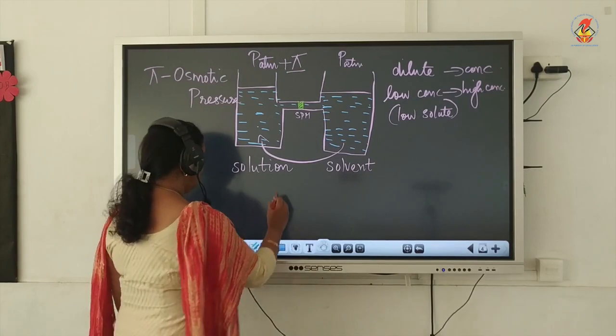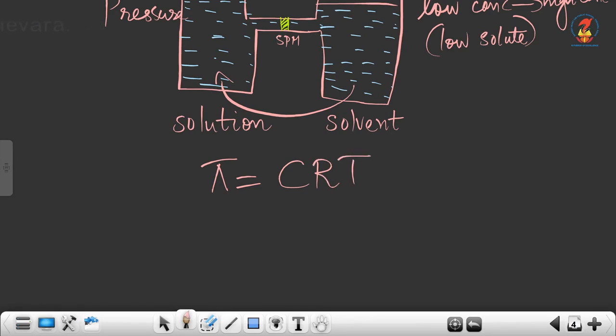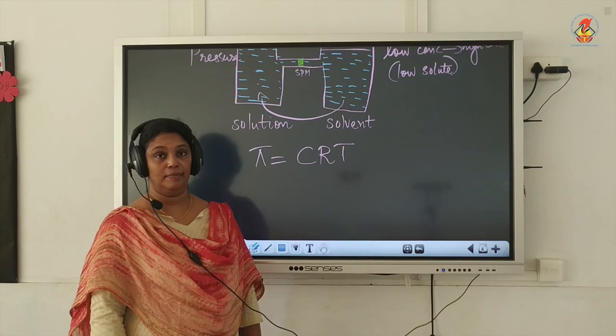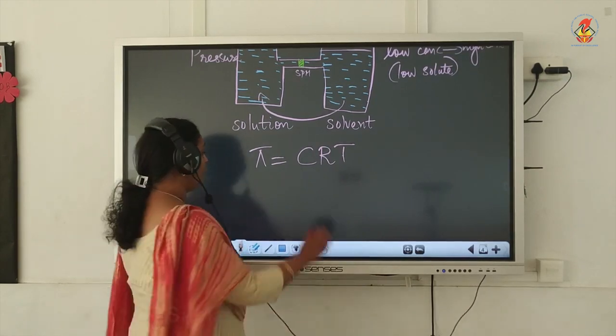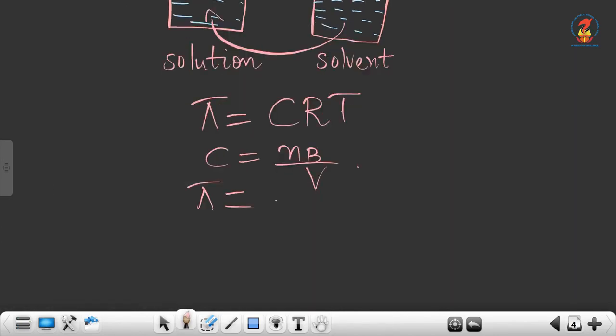So I am going to write pi is equal to CRT, where pi is the osmotic pressure, C is molarity, R is the gas constant, and T is the temperature. So this is the expression to find osmotic pressure. Pi is equal to CRT. Now I am going to substitute for the molarity C. We know that molarity C is equal to NB by V, number of moles of solute by volume of solution in liters. So pi is equal to NBRT by V.